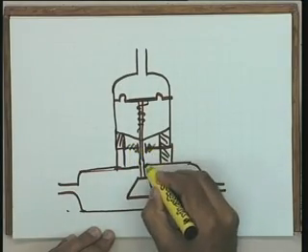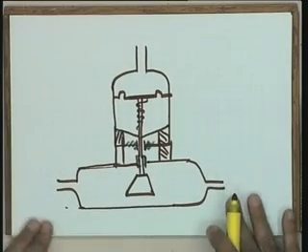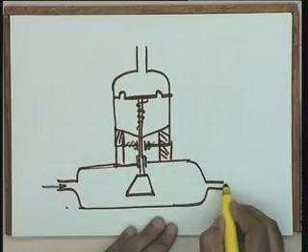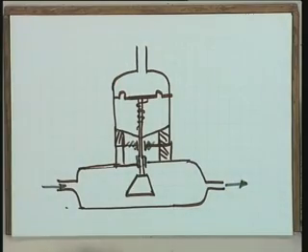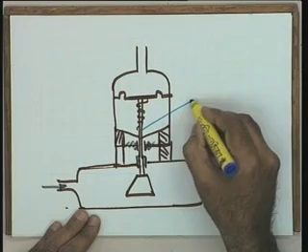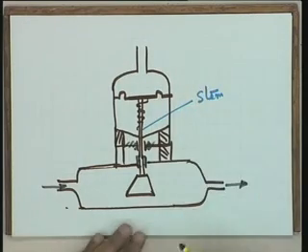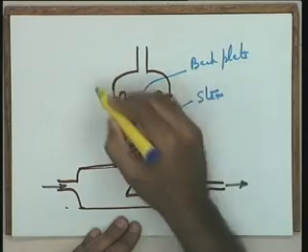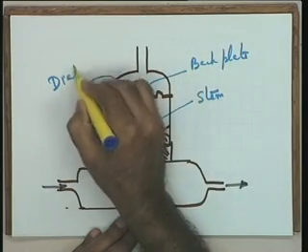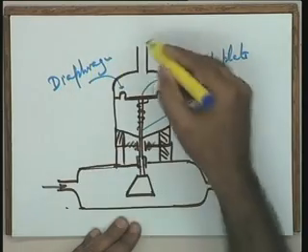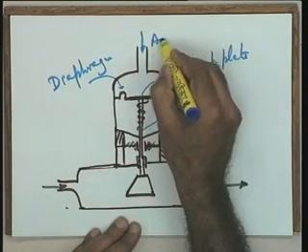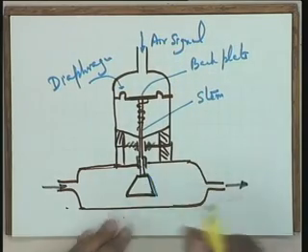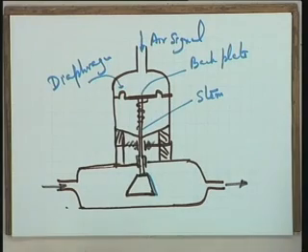Let me remove it from here and give a packing here. Well, this is your fluid in, and this is the outlet of this. Here is a stem, the valve stem, and this is referred to as the back plate, and here is a diaphragm, and this is the air signal here at a suitable pressure.